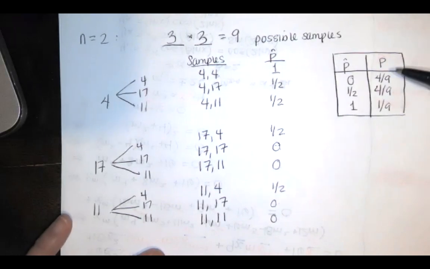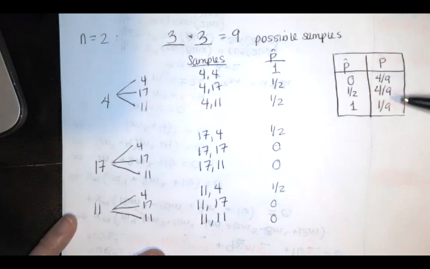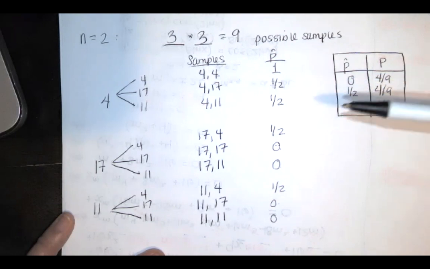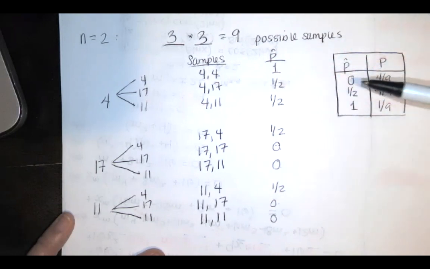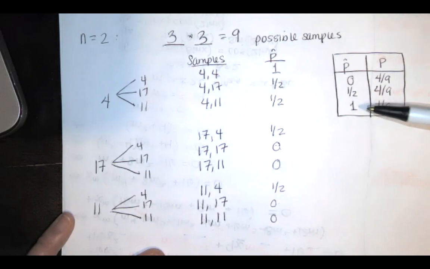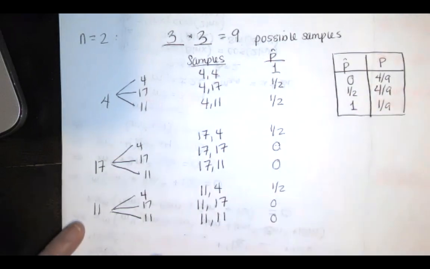Notice that if you add all of these probabilities together, you have 4 out of 9 plus 4 out of 9 plus 1 out of 9. So that's 9 out of 9. So the probability of getting one of these is equal to 1. But the sample proportions that are possible when you choose samples of size n equals 2 are 0, you have no even numbers, 1/2, you could have 1 even number and 1 odd, or 1, you could have 2 even numbers.